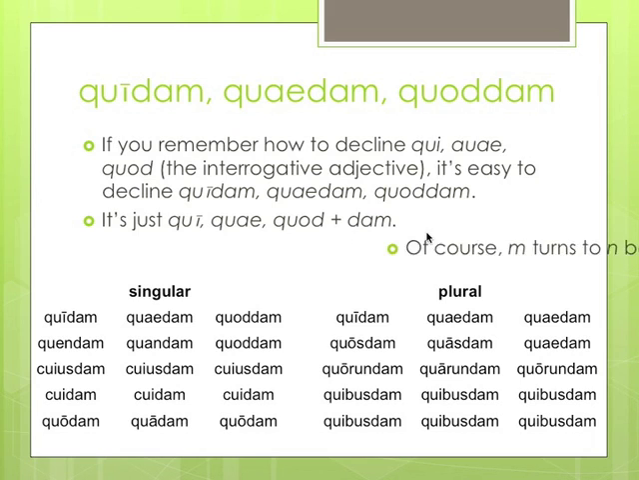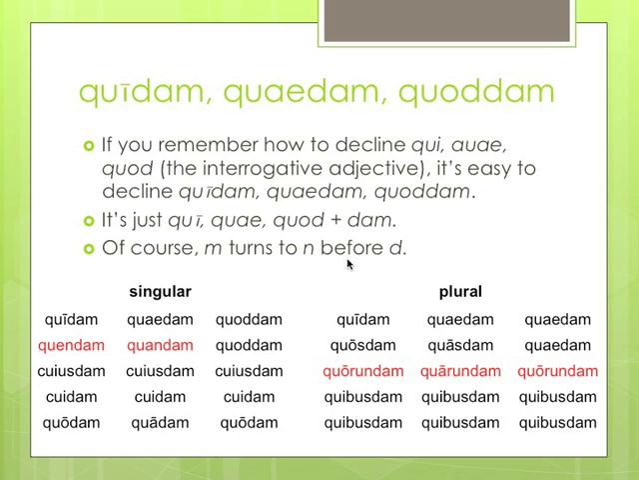There is one little hitch. Of course, M turns to N before D. The form for qui, quae, quod in the masculine accusative singular is quem, but of course the Romans can't say MD, so they have to change the quem to quen, quendam. Similarly, quam in the feminine accusative singular becomes quandam, and in the genitive plural, quorum becomes quorundam, again from quorum plus dam. We saw this before with the word idem, eadem, idem.